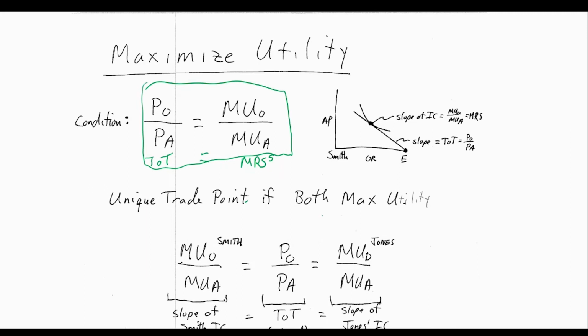And likewise, Jones is doing the same thing, down here. He's trying to find exactly the same condition. He's trying to match his marginal rate of substitution, the slope of his indifference curve, with the terms of trade that's being offered by Smith. And only when they're simultaneously true, where the terms of trade are equal to the marginal rates of substitution for both of them, only then are we satisfying the utility maximization condition for both.